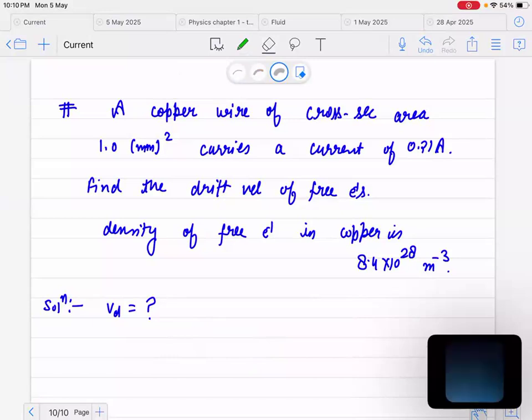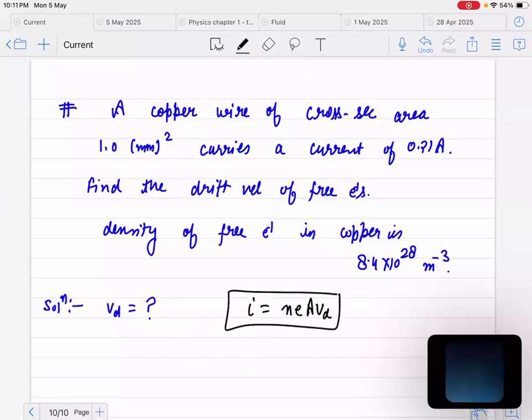Sir, do we use the one which is I equals nevA? Yes, because it fits like that, right? You can take V on one side and bring all the others to the other side. So you can use this one. I is there, A is there, so use this formula.